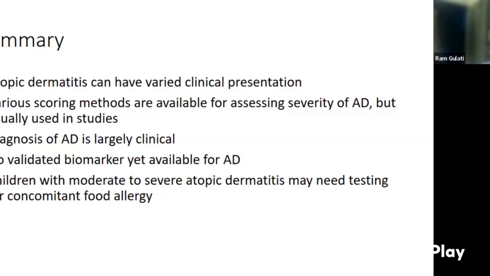Now, children with moderate to severe atopic dermatitis may need testing for concomitant food allergy, but do not test for food allergy in all the patients routinely.